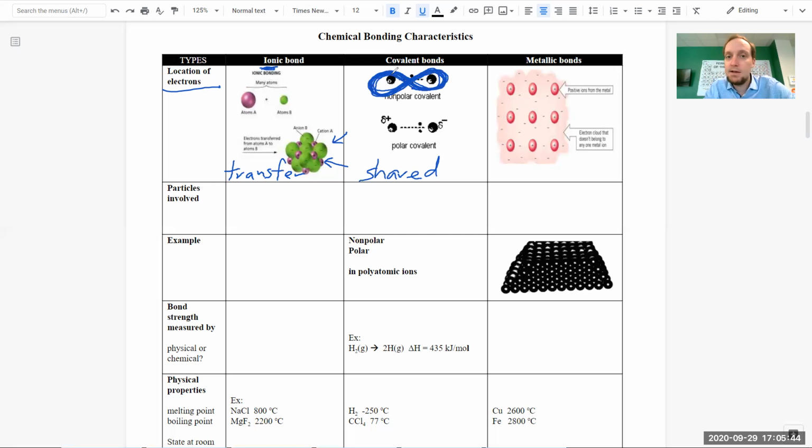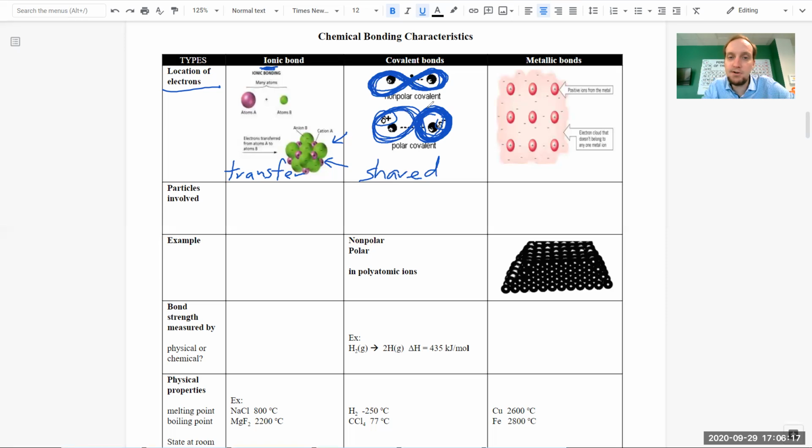If it is an unequal sharing, we call that a polar covalent, and you'll see that the electrons are going to spend a little bit more time over here. Notice again this partial negative and this partial positive. So the electrons will spend significantly more time around the negative. Well, it's a partial negative. It's not an ion. It's not charged, but it's going to spend a majority of time over here and just a little bit of time over on the partial positive side. That's called an unequal sharing or a polar covalent bond.